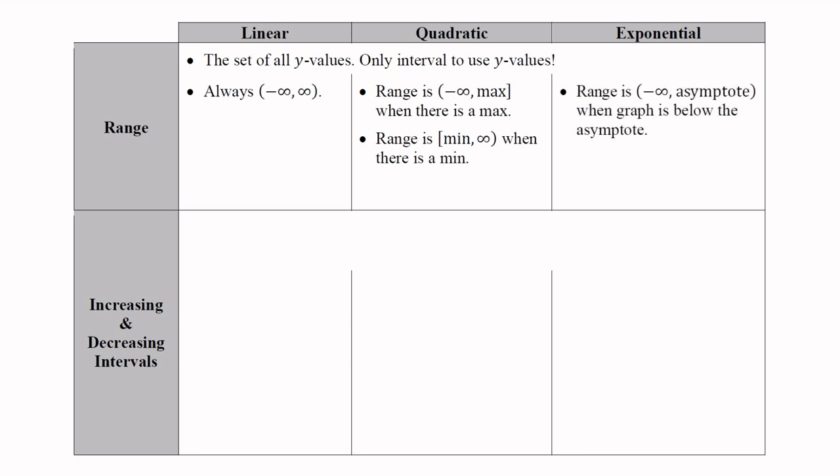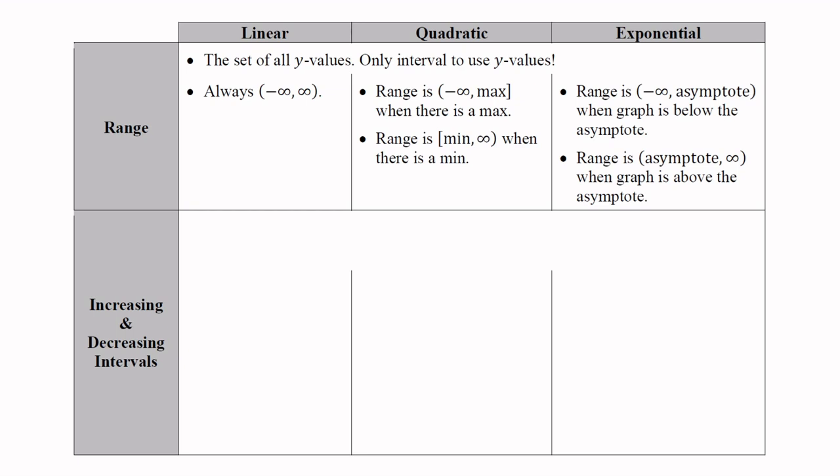For an exponential, the range is negative infinity to the asymptote when the graph is below the asymptote, and the range is the asymptote to infinity when the graph is above the asymptote. Be sure to use the correct notation. Note that in a quadratic, we do include your vertex, so you're going to use a bracket, but in an exponential, you do not include the asymptote because you're never going to touch it.